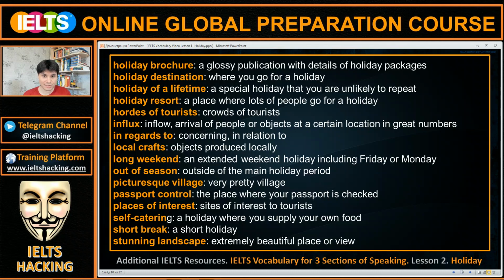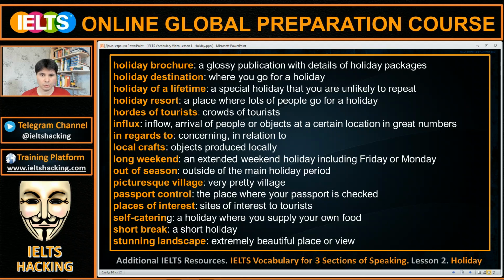Hordes of tourists, crowds of tourists, like a big amount of tourists. Well, they can say a lot of things, but hordes, it's a very interesting, a bit unusual for the ear expression, but I like it. Influx, well, this is the inflow, the arrival of people or objects at a certain location in great numbers. Influx of birds, influx of tribes, different things.